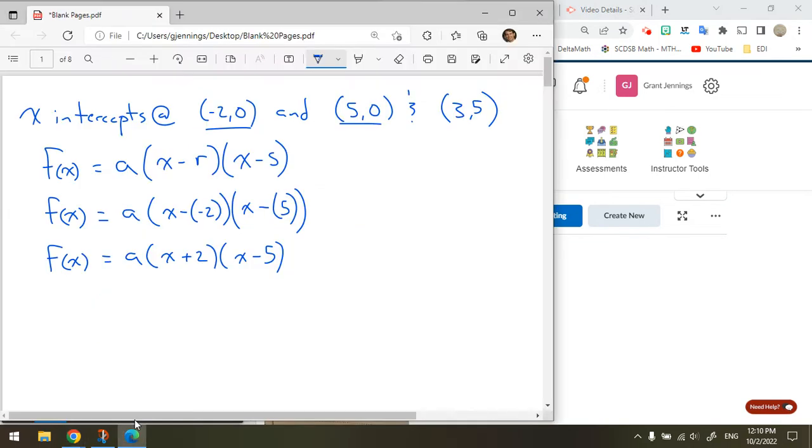So now we have this, and all we're missing is the value a of the stretch factor. And then we need a third point in order to find it. All right, let's go with a quick Desmos visualization.